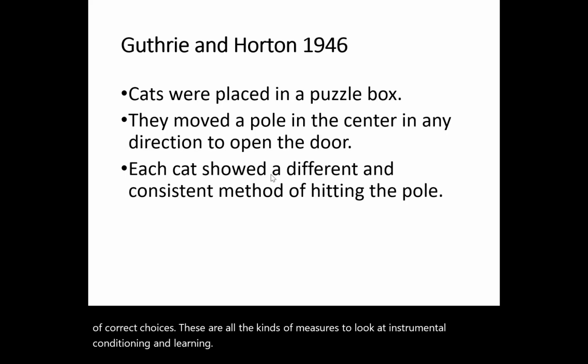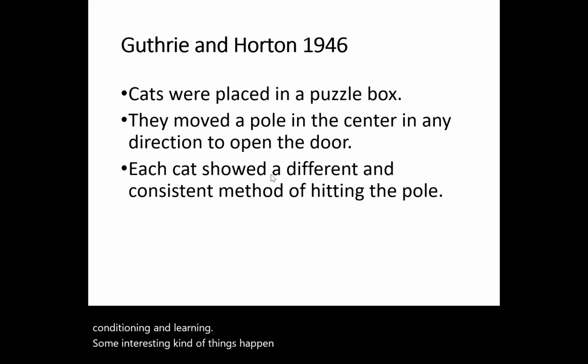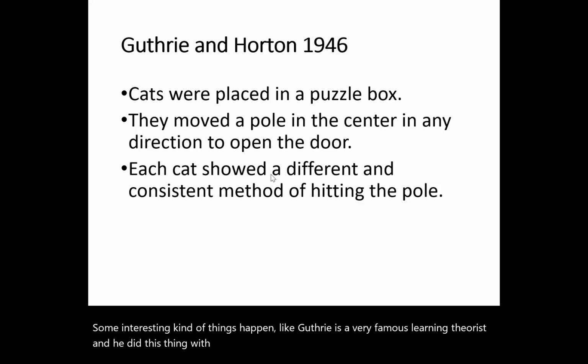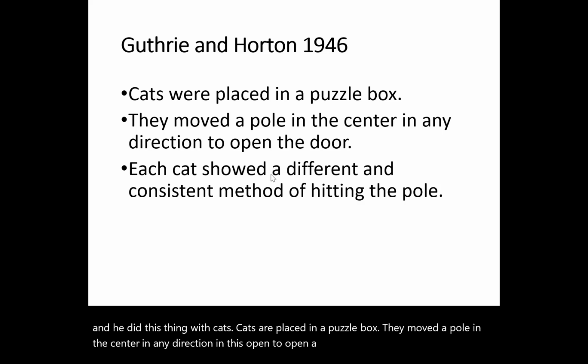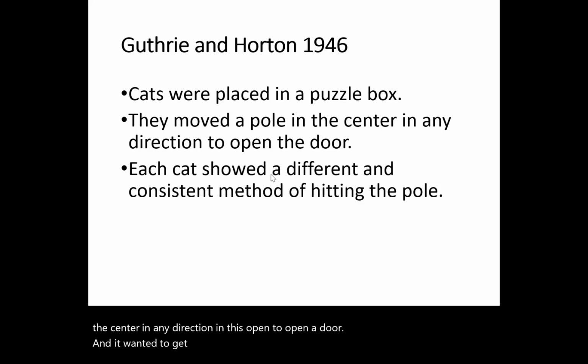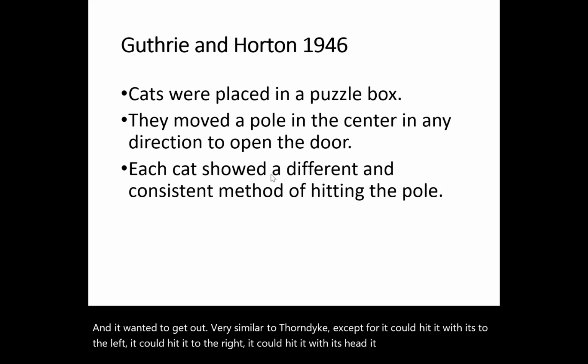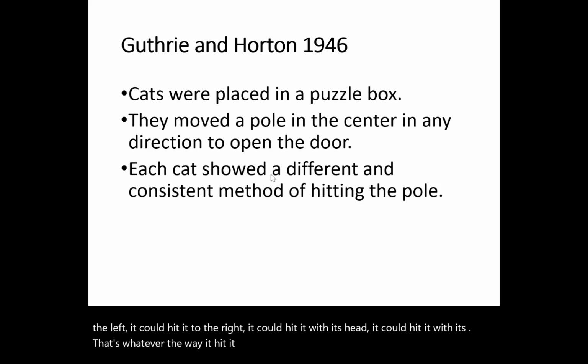Some interesting things happen. Like Guthrie is a very famous learning theorist, and he did this thing with cats. Cats were placed in a puzzle box. They moved a pole in the center in any direction to open a door. And it wanted to get out. Very similar to Thorndike, except it could hit it to the left, it could hit it to the right, it could hit it with its head, it could hit it with its butt. Whatever way it hit it, it was fine. It was going to let it go.